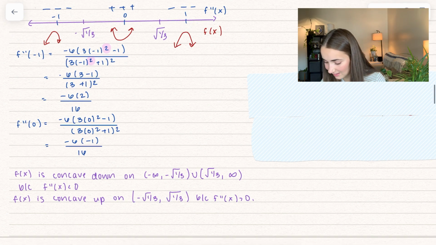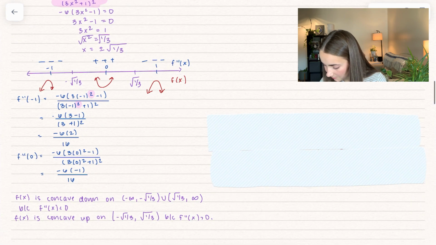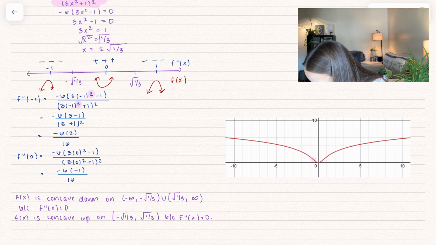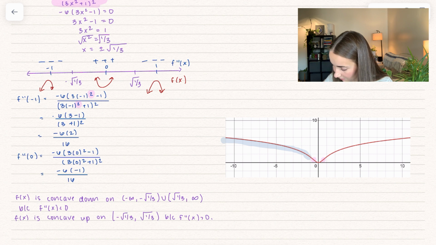Okay, so let's compare this to our actual function. So I have that graphed out right here. Let's look at our inflection points. So they're going to be really tiny. They're going to be right about here because they're less than 1. But let's look at our concavity. So first we have concave down on either side of our inflection points, right? Which fits with our number line.